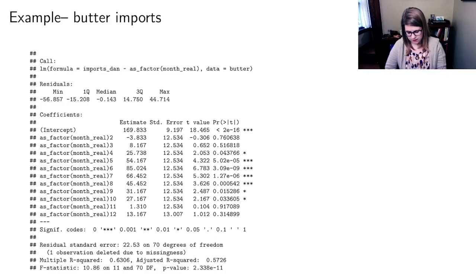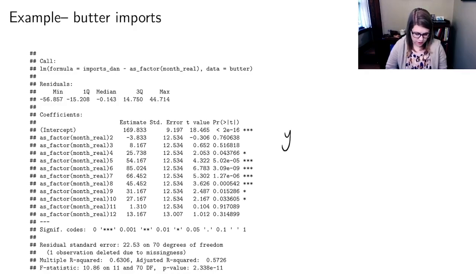And now I've got all of these comparative values in my regression output. So compared to January, we would expect the mean in February to be 3.8 lower. Compared to January, we'd expect the mean in March to be 8.17 higher. Compared to January, we'd expect April to be 25 higher, etc. And so we could write out 12 different regression equations.